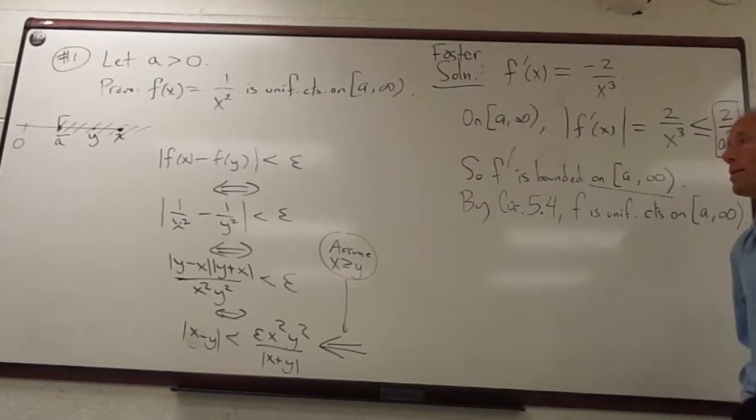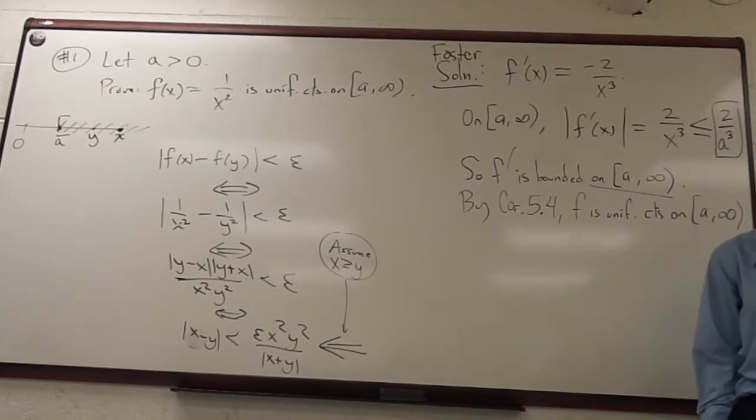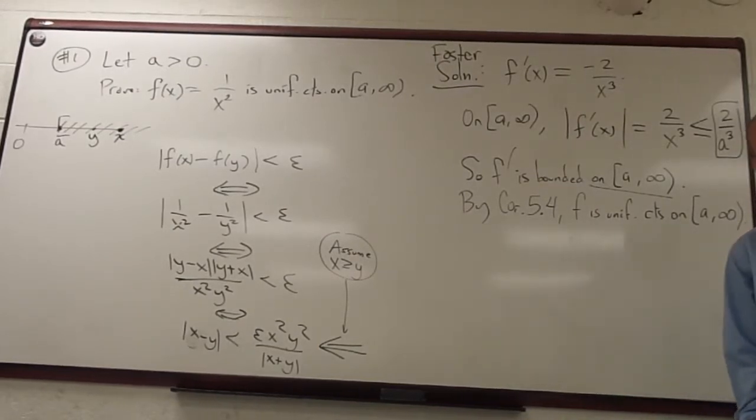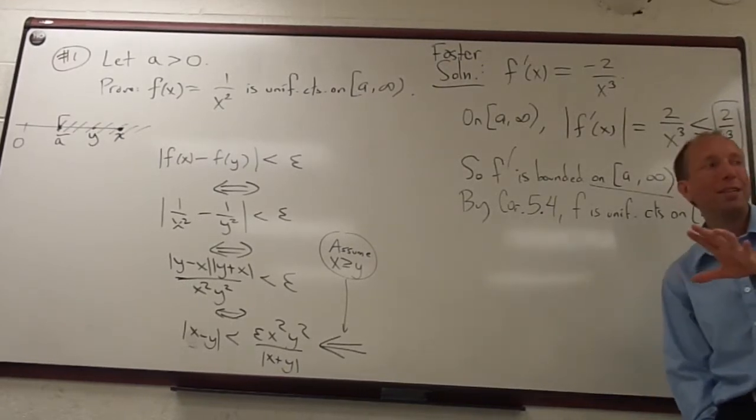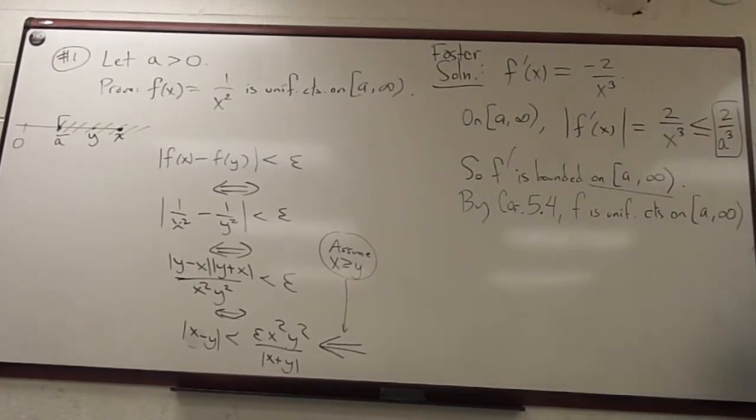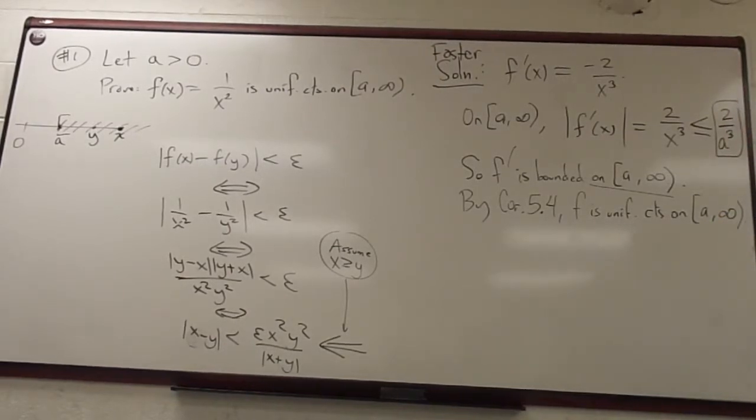The second thing is that the converse of this statement is not true, and we're going to get to that in a moment. So just because a function is uniformly continuous on an interval doesn't mean that it has a bounded derivative on that interval. I'm going to show you that in a second. So be careful not to take that conclusion too far.